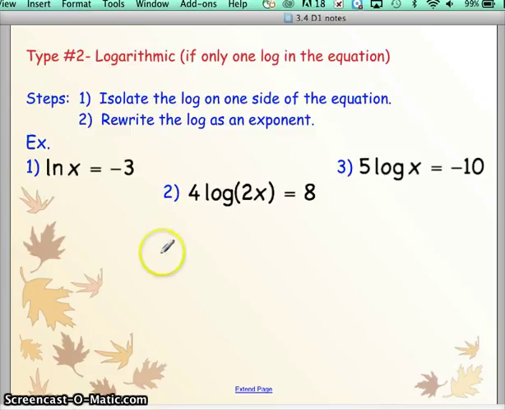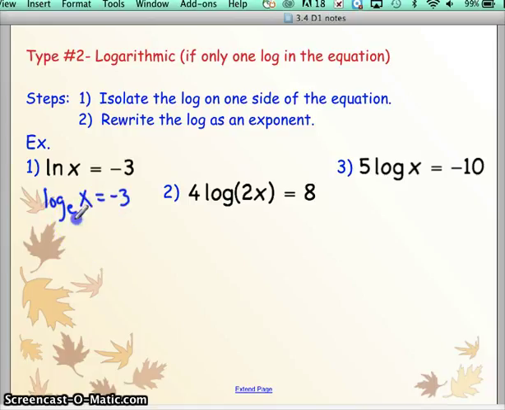These problems are all log problems, and if you can get the log all by itself, then you can swoop it into an exponent and solve it that way. So for number 1, the log is all by itself already. For swooping purposes, you might want to write natural log as log base e of x equals negative 3.